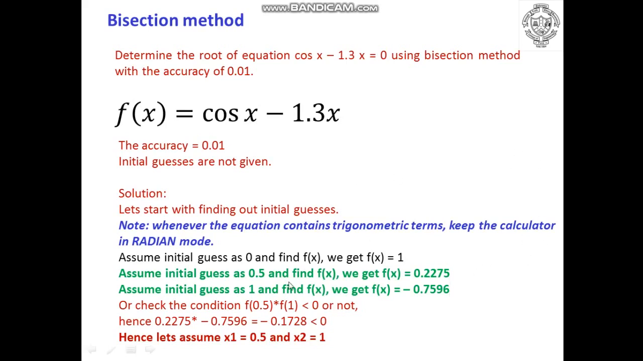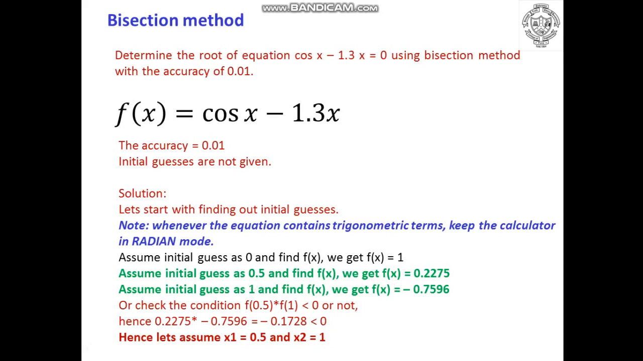Or if we check the condition that f of 0.5 multiplied by f of 1 is less than 0 or not, then we can substitute these values, that 0.2275 into minus 0.7596 will be equal to minus 0.1728, which is less than 0. Hence initial cases at 0.5 and 1 are correct.